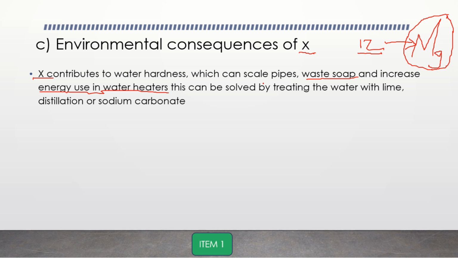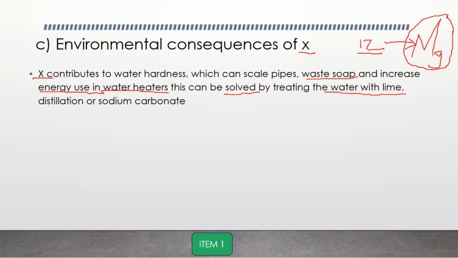Remember, there are some companies whereby they do use some pipes, metallic pipes, for distributing or serving tea into different offices, or even water. So if there are these ions contributing to hardness, it can cause those scalings on those pipes, whereby they can end up even getting blocked. So remember, we also said that whenever you give a side effect, you should follow it with a solution. That's why here I'm saying this can be solved by treating the water with lime.